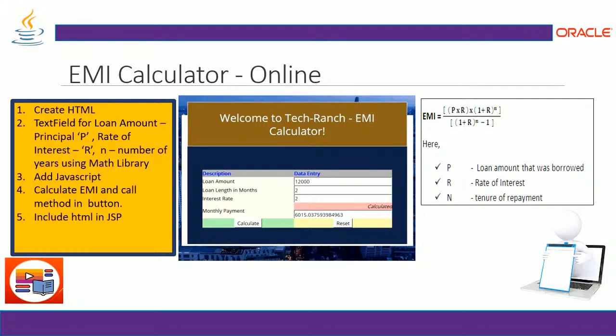Loan amount is one of the variables or parameters we need to get from the user, which will be in a text field in HTML. Then the rate of interest R, and n, the number of years, using the Math library, and this will be calculated in a JavaScript method. Now when the user clicks on calculate, the calculate button will call the method from the JavaScript, and after processing it will return the value, and this will be printed here. So this is the implementation of the online EMI mortgage calculator.